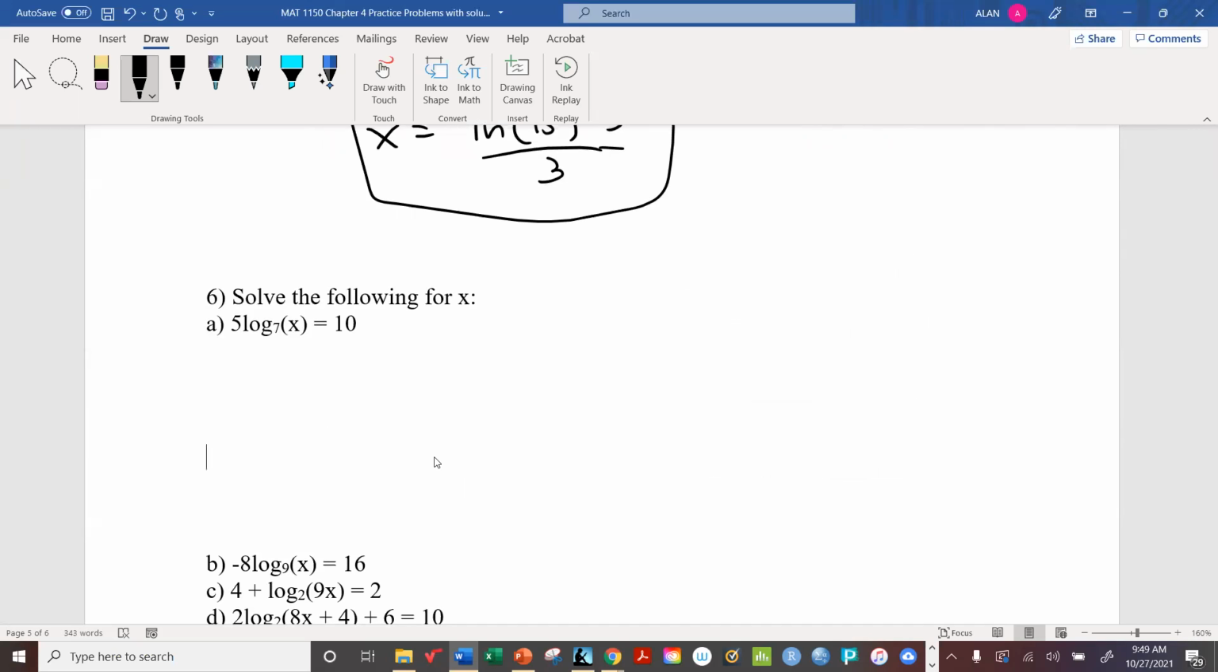Like here, for example, this is the same thing as log 7 is 2. Now remember, log, let's use this. This is my favorite example because it's easy.